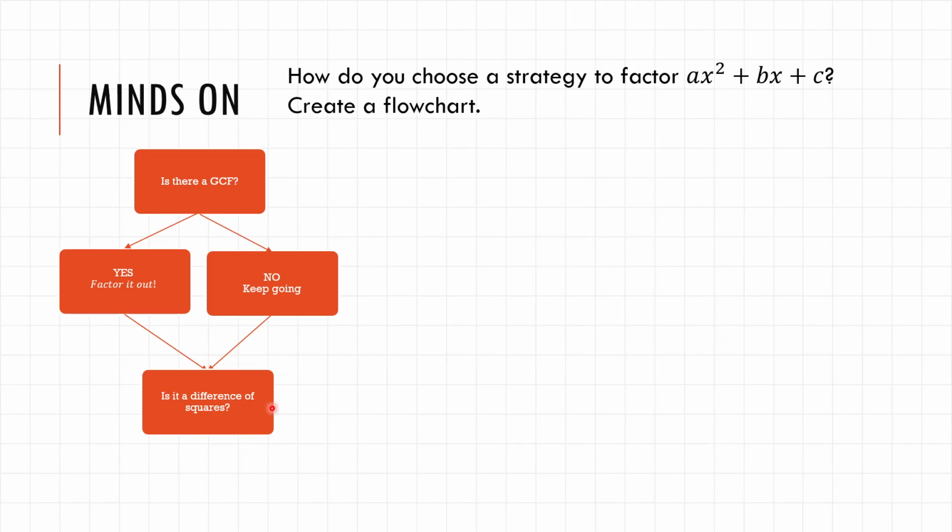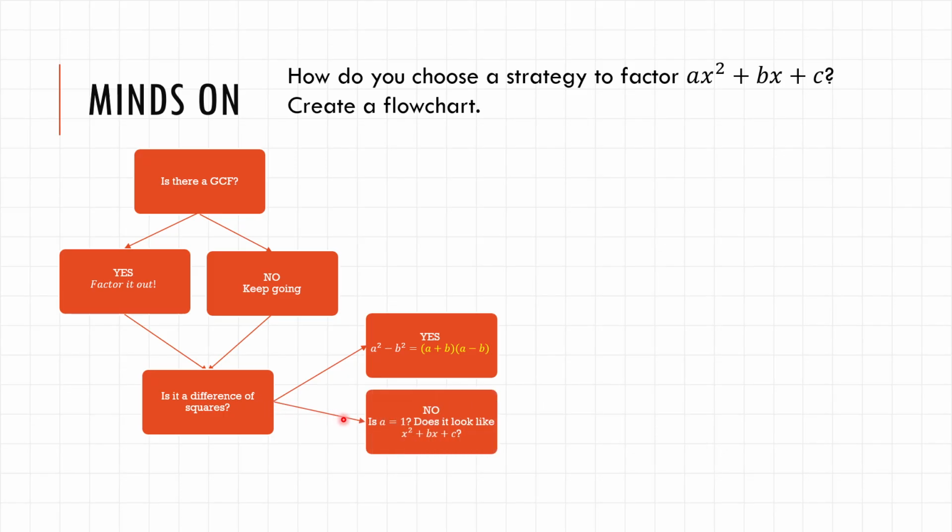This would be the easiest of all of the factorizations, right? If it is a difference of squares, then this would just be a squared minus b squared, which very easily factors into a plus b times a minus b. And then I'm done. But if it's not a difference of squares, if my answer here is no, then I'm in a little bit more trouble. I've got to utilize one of my other strategies.